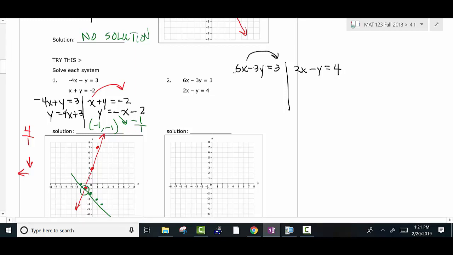Okay, over on this one, you would move the 6x, so we'd have negative 3y equals negative 6x plus 3. Divide by negative 3. Okay, if you did this correctly, you would get y equals 2x minus 1. So that's how that goes. You want to make sure you did that okay.